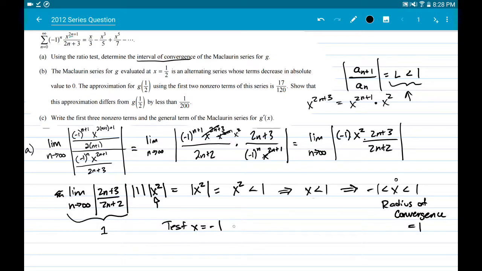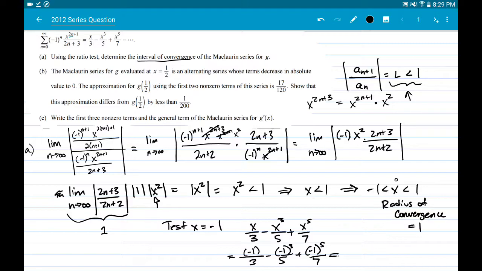Test -1 to see if it actually converges. Meaning, if you think about your series, and your series looks like this, you have x cubed over 3 minus x cubed over 5 plus x to the 5th over 7. And you substitute in negative 1. You get negative 1 over 3 minus negative 1 cubed over 5 plus negative 1 to the 5th over 7.